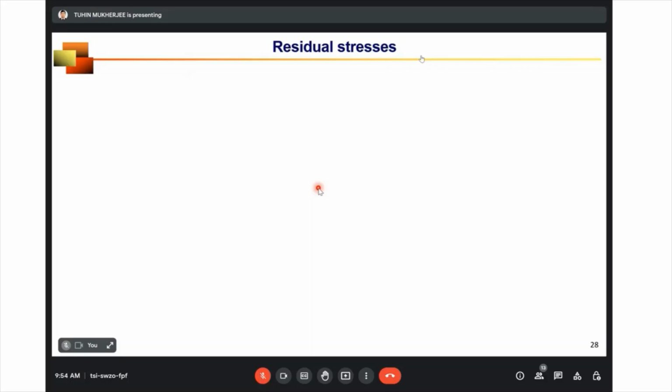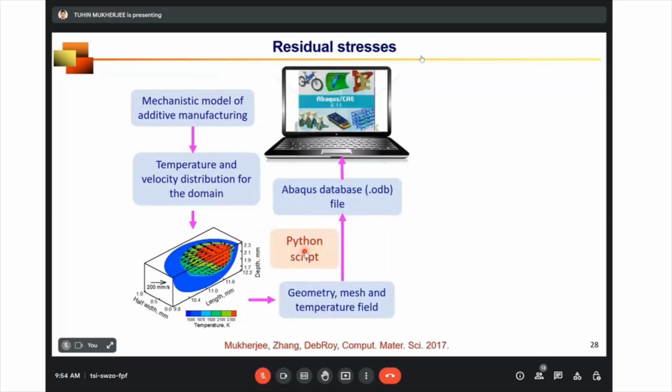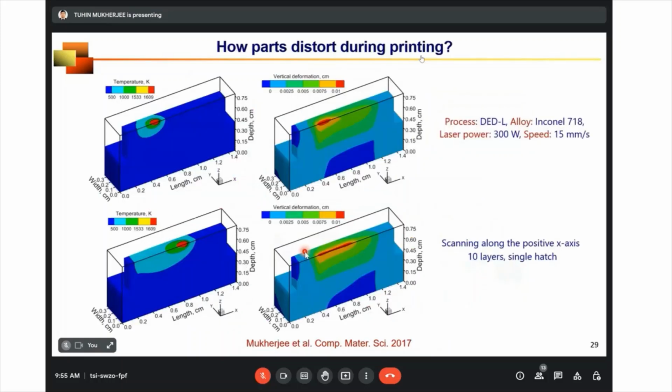So at Penn State, we actually started from the heat and fluid flow model, calculated the accurate temperature field by considering the effect of convective flow, and then exported the temperature field along with the geometry and mesh to a commercial package, Abaqus, which effectively calculates the residual stress, strain, and deformation accurately. So this kind of calculation actually tells us how a part distorts or how residual stresses are accumulated during the additive manufacturing process.